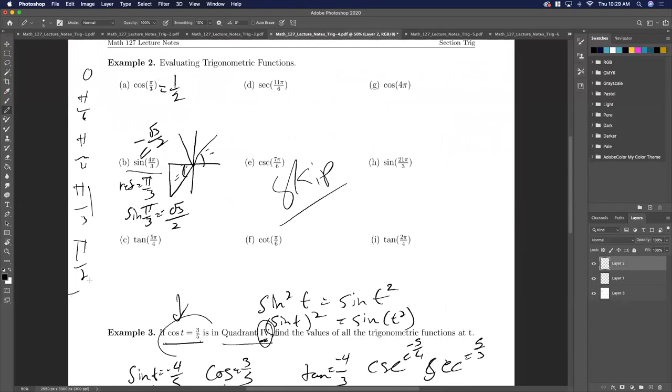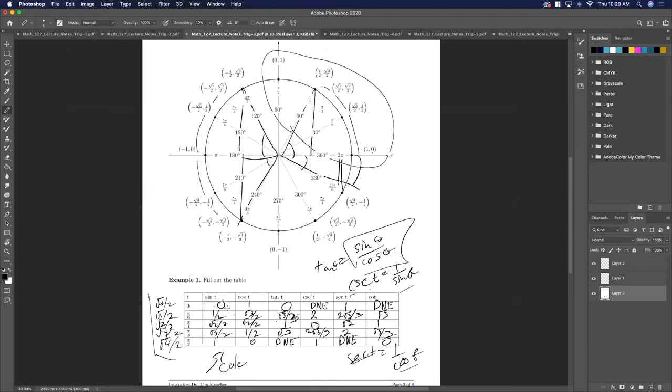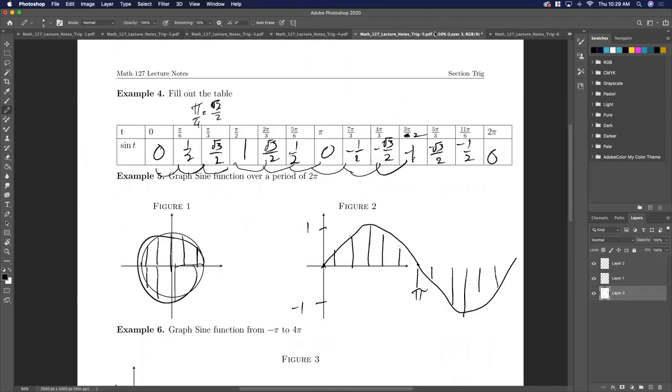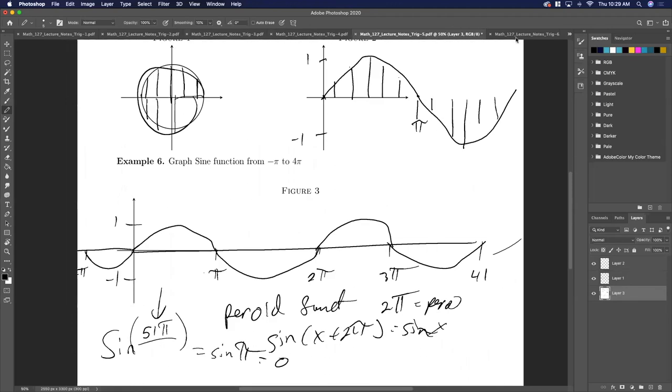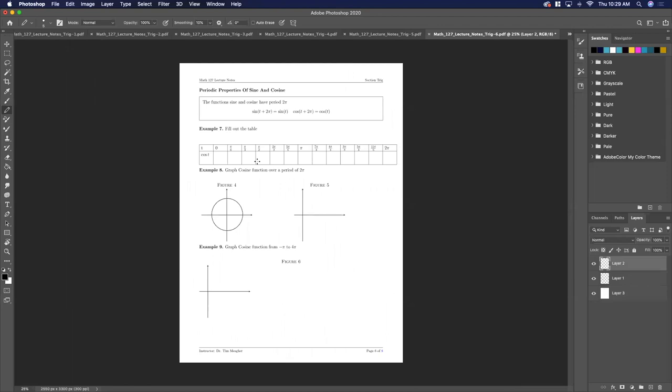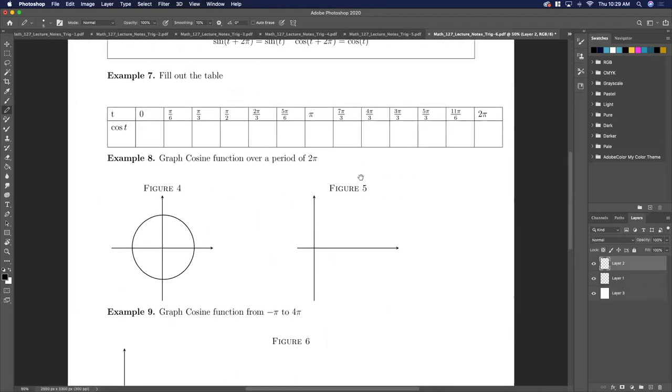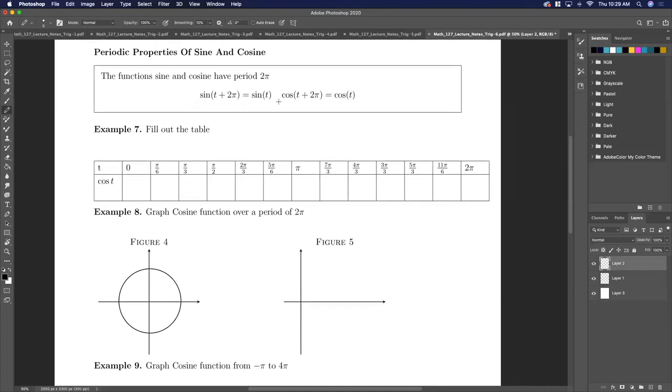So all you really have to memorize is these. Or in this case, I'm going to write it. If you know these right here, you know all the values you really need to know. And then everything else is to guess these values and put a sign on it. That's literally all trig's about for evaluating trig functions. We're going to do the same thing here quickly with cosine. So notice, same thing for cosine. These have periods of 2 pi.